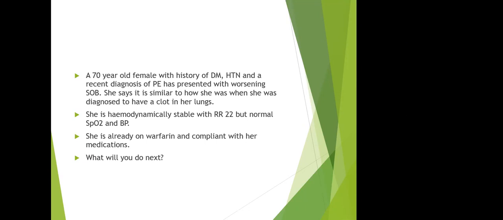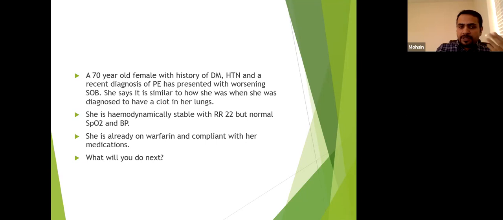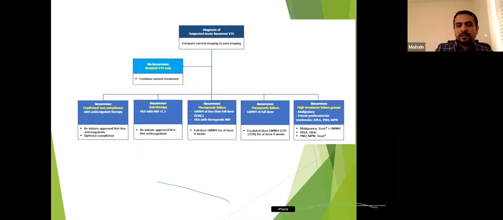If someone already has a PE and is already on anticoagulation, what do we do? They're already on the treatment. So do we just leave them on the same treatment? Do we work them up again? Do we do a repeat D-dimer? That's a question that we encounter very frequently. So this is a pathway that I can tell you.